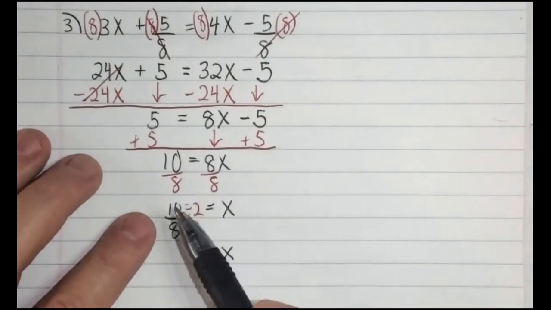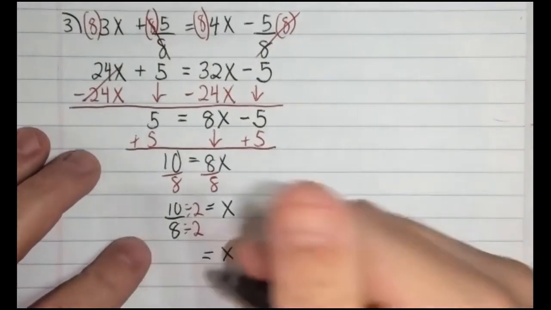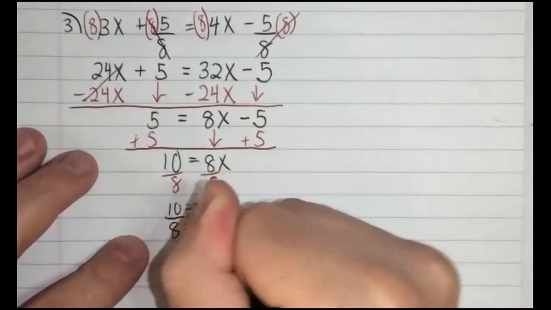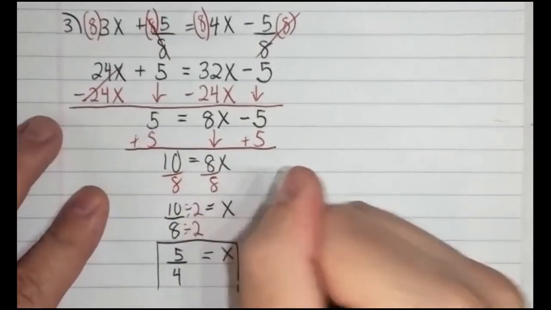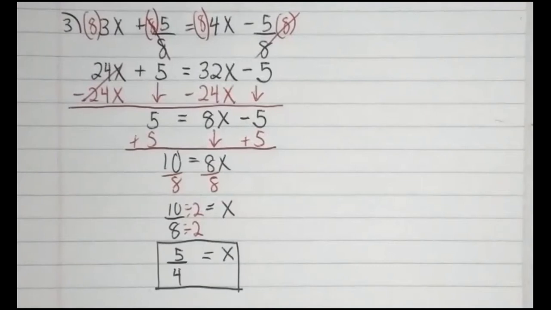So when I divide both the numerator and denominator by 2, I'm left with 5 over 4. And that is my simplified answer there.